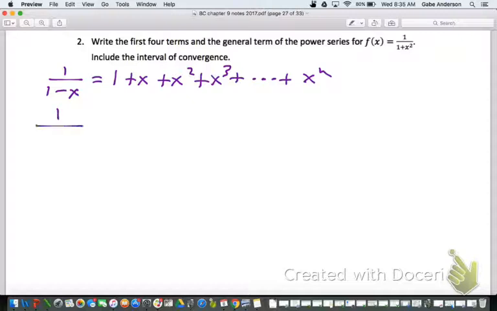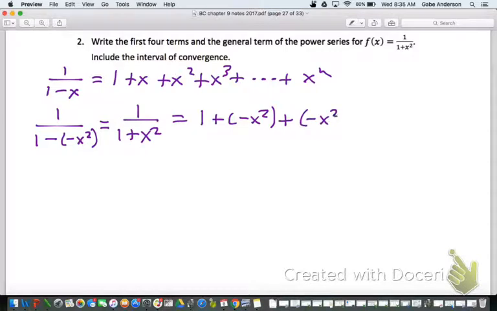If we substitute 1 over 1 minus negative x squared, then I think we'd have it, right? Because minus minus is really a plus, and we'd have what we're supposed to be finding here, 1 over 1 plus x squared. So then if we substitute negative x squared in for x on the left side, we've got to do the exact same thing on the right side. So the power series now would become 1 plus negative x squared plus negative x squared squared plus negative x squared cubed plus dot dot dot.